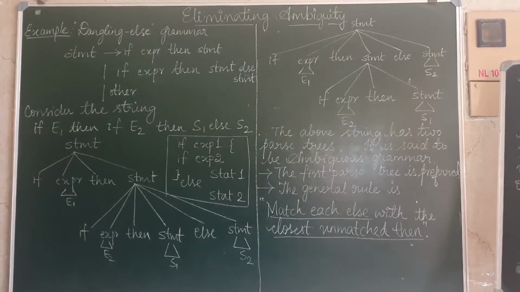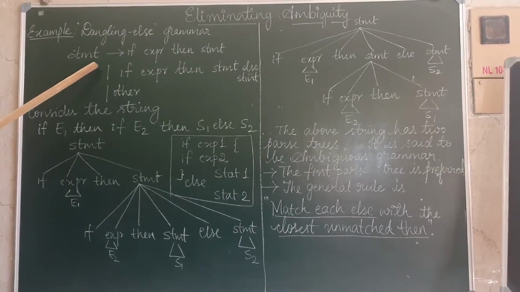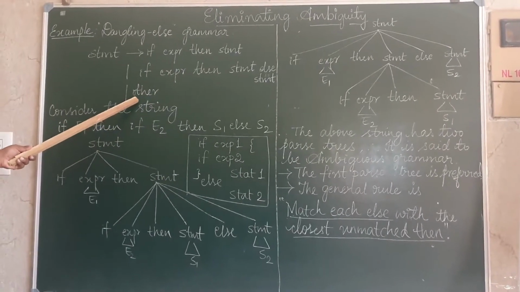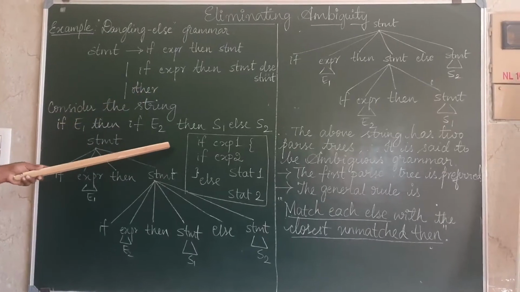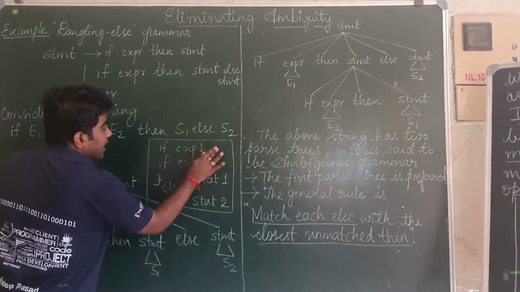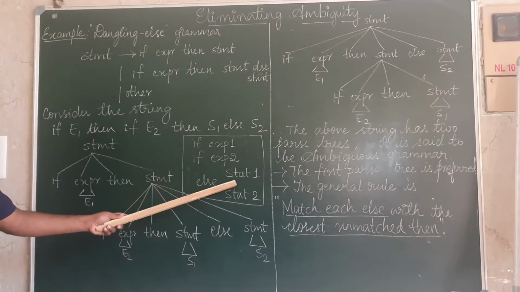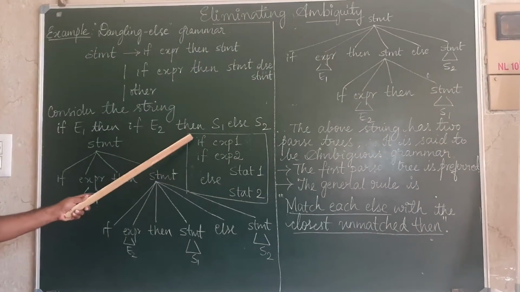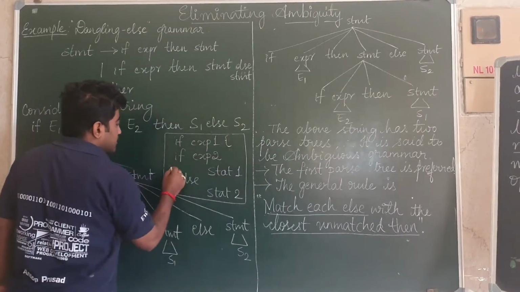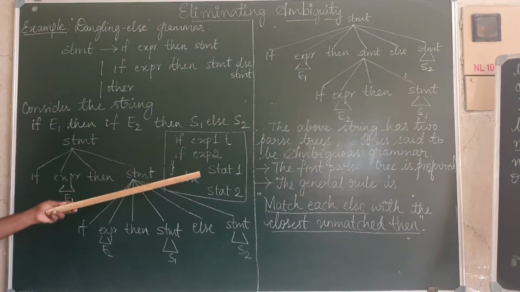The most common example we have is the dangling else grammar. The dangling else grammar says the statement is: if expression then statement, or if expression then statement else statement, or other. Here you will get to know the meaning of other. In the example you see here, if expression 1, if expression 2, if we don't have these braces, then what happens? If expression 1, if expression 2, statement 1, else statement. This else is for this if or this if, it is misleading us. So in order to avoid this, we have to have these braces, flower braces.